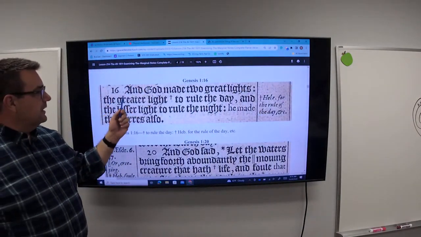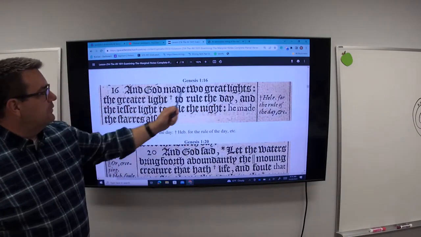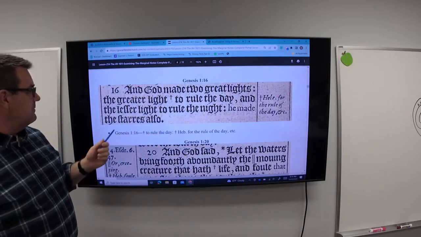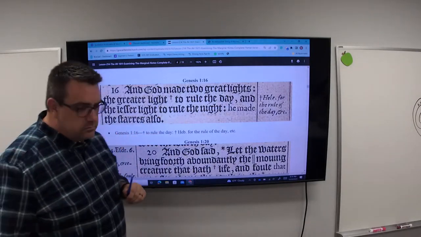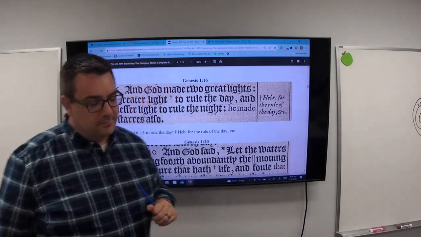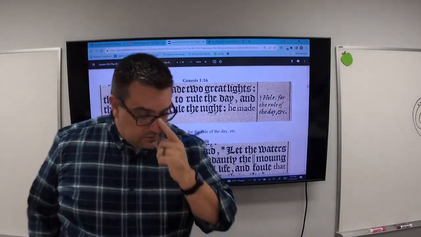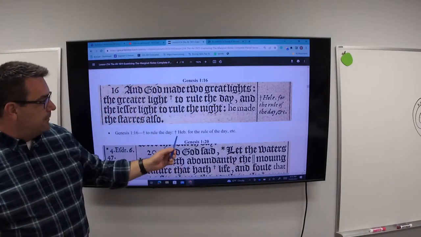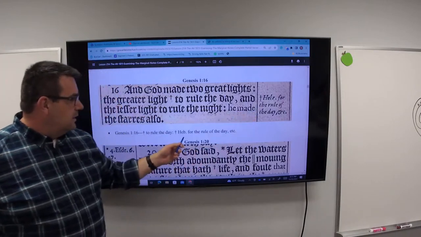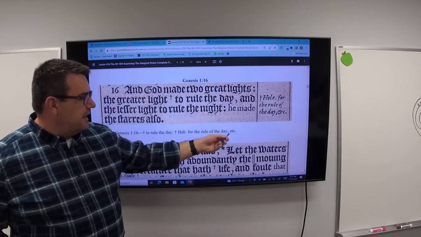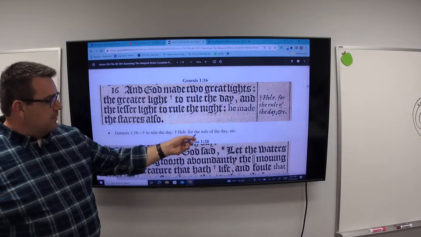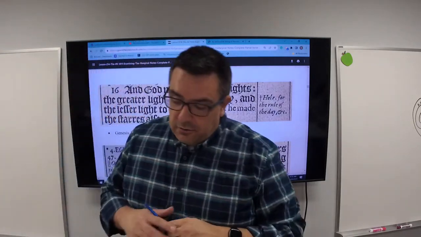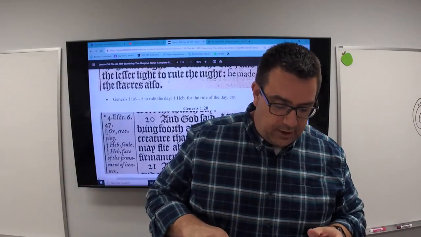Verse 16. And God made two great lights, the greater light to rule the day, and the lesser light to rule the night, and he made the stars also. Okay? Sometimes this gets a little blurry. Notice the dagger at to rule the day, and then you have the more literal Hebrew here. So this would be in the margin, Hebrew for the rule of the day, etc. So again, this is a more literal rendering of the Hebrew than what they actually put in the text. Okay? So they're showing you sort of their work here and what they're doing.